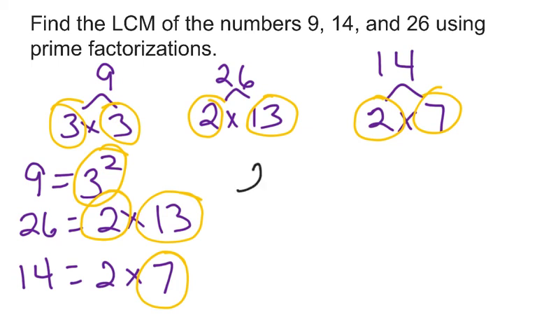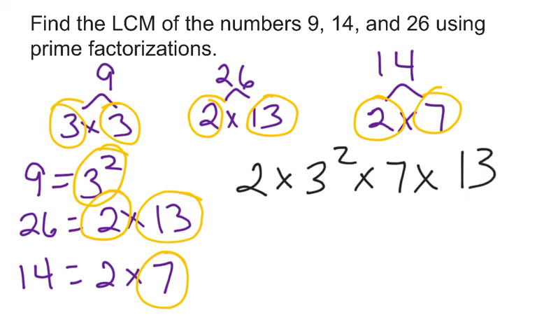So these are the numbers I'm going to be multiplying together. So I have 2 times 3 to the second power times 7 times 13. And because you have all multiplication, you can rearrange the order to make it easier for you to multiply. I'm actually just going to go from left to right. So this is my LCM. 2 times 3 squared. I, of course, do my exponent first. 3 to the second power is 9. So 2 times 9 is 18.